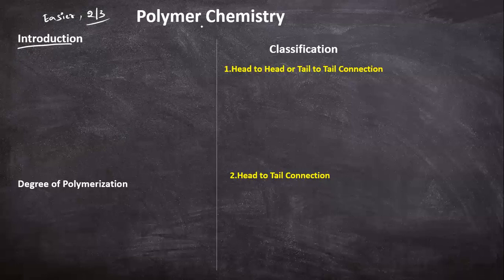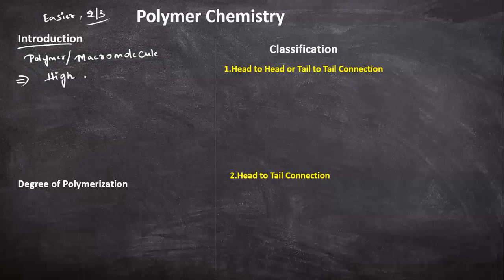I know you people are well versed with this word polymer because you are studying it from first PUC itself. Yes or no? So polymer we can also call it as a macromolecule. Keep in mind. So it is a macromolecule which is having high molecular weight. Okay, so it is a high molecular mass compound.